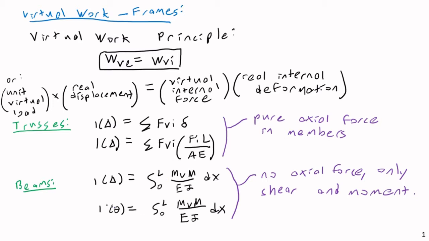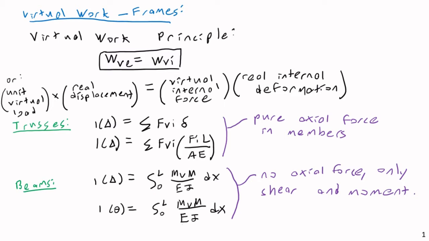Now you won't get the exact same functions. If you have a couple versus a point load applied, you'll end up finding different moment functions. But once you have those moment functions, you handle them in essentially the same way. Does that make sense? Yeah.